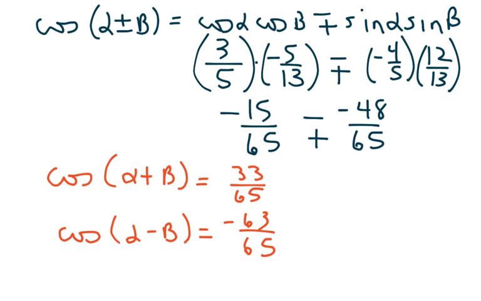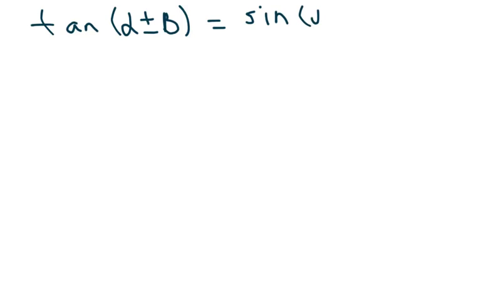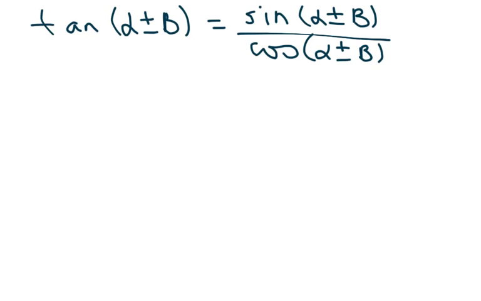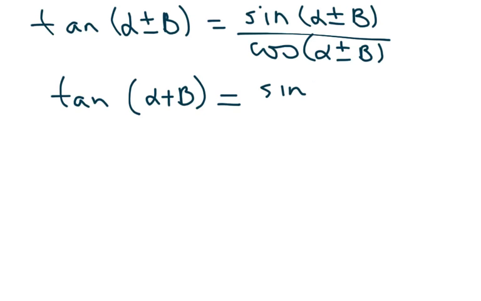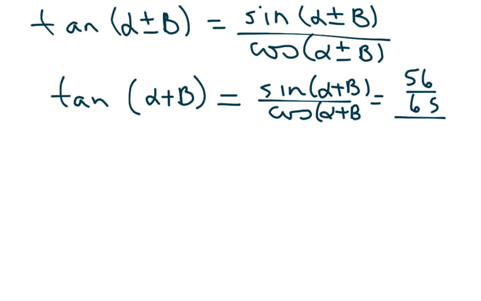Okay, I wrote my numbers down, and now we're going to use these numbers and the ones on the previous slide to do tangent. So for tangent of alpha plus or minus beta, I'm just going to use the information I already have. I already know sine of alpha plus or minus beta, and I also know cosine of alpha plus or minus beta. So for tan of alpha plus beta, that's going to be sine of alpha plus beta over cosine of alpha plus beta. And that's going to be 56 over 65 divided by 33 over 65. These two numbers cancel, and we get 56 over 33.